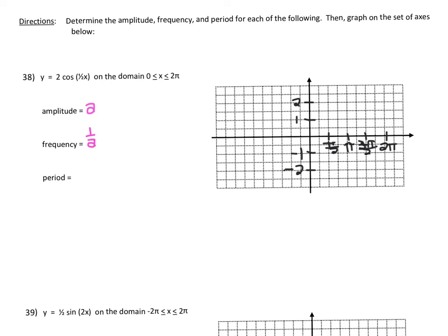And the period is 2 pi divided by the frequency. So since the frequency is 1/2, it's 2 pi divided by 1/2. Okay, which at this point we should all know is equal to 4 pi, but if you have to do keep, change, flip, you can do that as well. Okay, so when we multiply across, you get 4 pi over 1, which is just 4 pi.